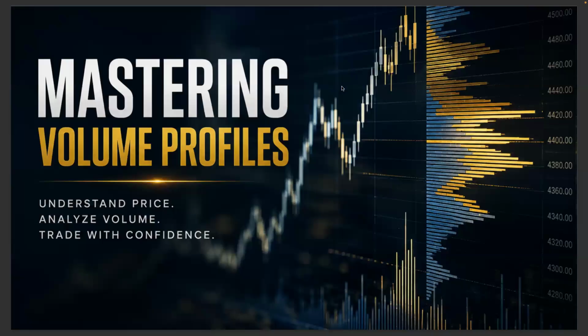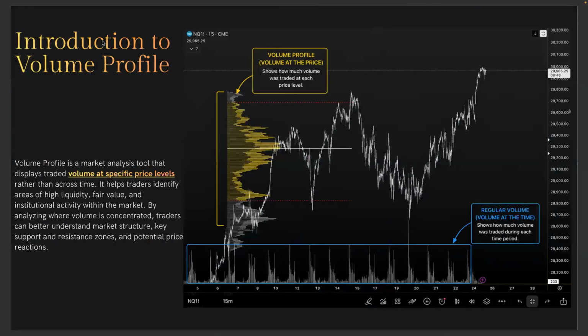For the beginning, we have to understand what volume profile is. Volume profile is showing us the volume at the specific price level, right? If you compare it to a regular volume that is on the bottom of the chart, the difference is that the lower volume shows us the volume at a certain time of a day or week, and the volume profile shows us the amount of volume that was traded at a certain price.